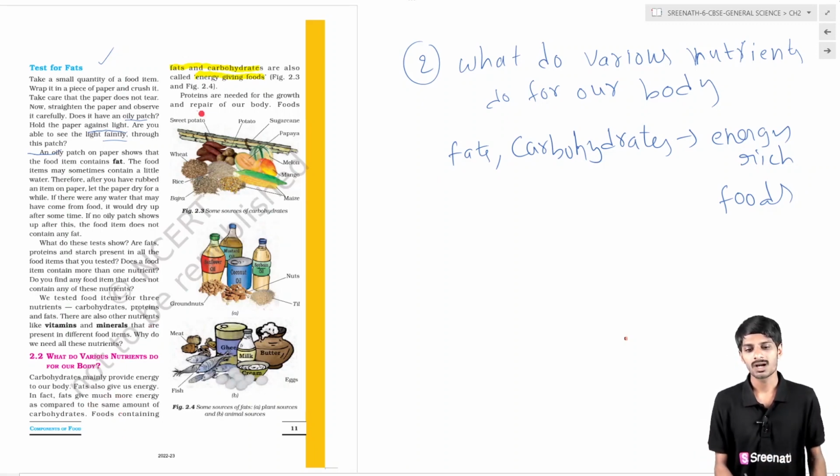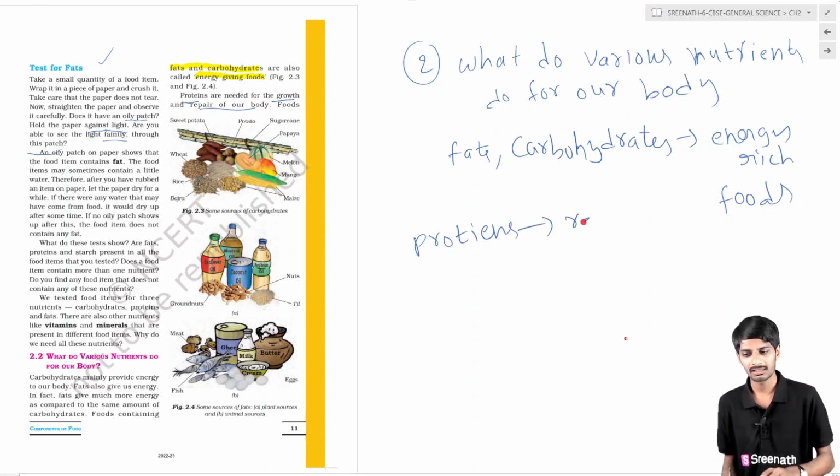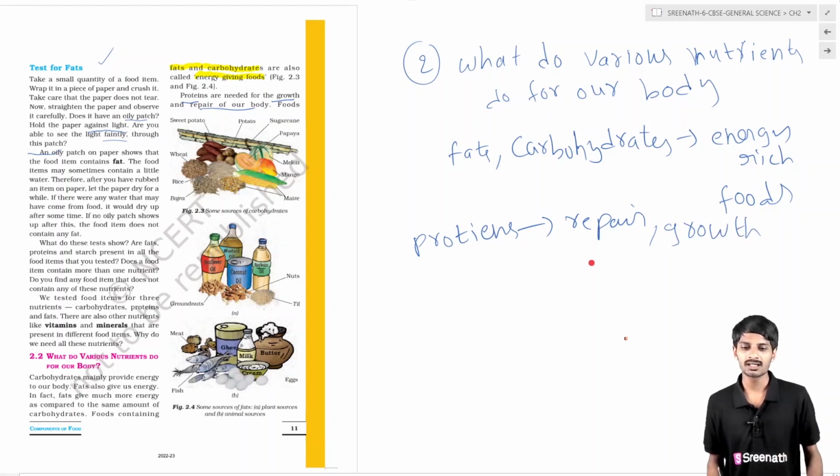Now what about proteins? Proteins are needed for the growth and repair of our body. What do proteins do? Proteins repair our body, and for the repair and growth of our body or our muscles, we need protein.